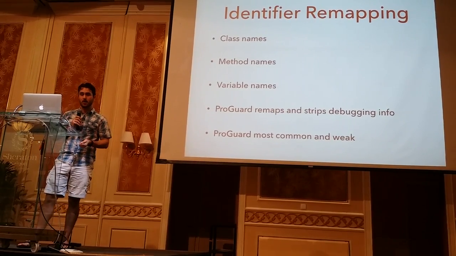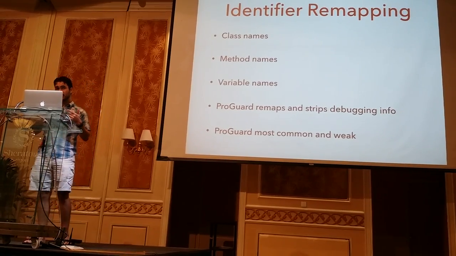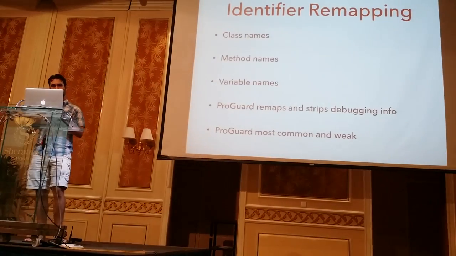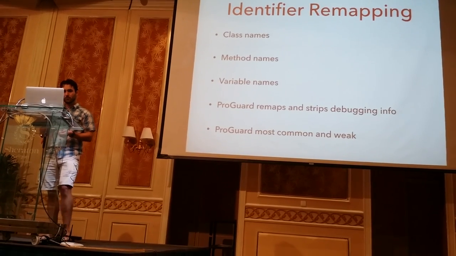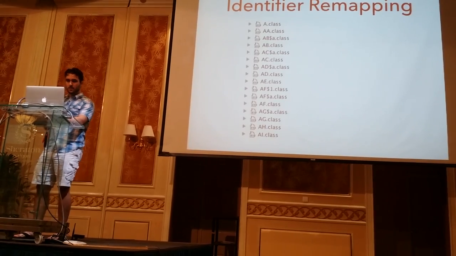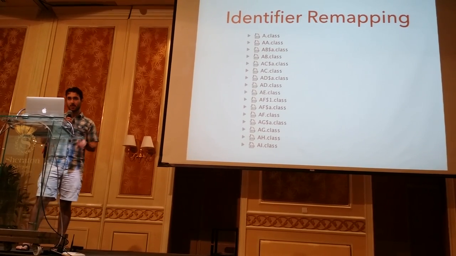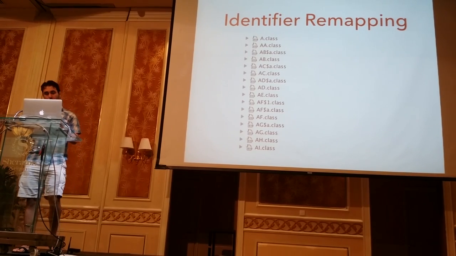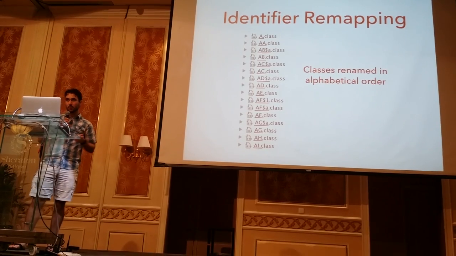There's much, much better obfuscators out there other than ProGuard. One of them is called DexGuard, which is like a cousin of ProGuard, which is created specifically for Dex files, which is the Android executable format. And I'll show an example of that later. So this is a list of an APK that's been decompiled, and this is a list of the classes. And you can tell these have been ProGuarded because the class names have been renamed in alphabetical order.